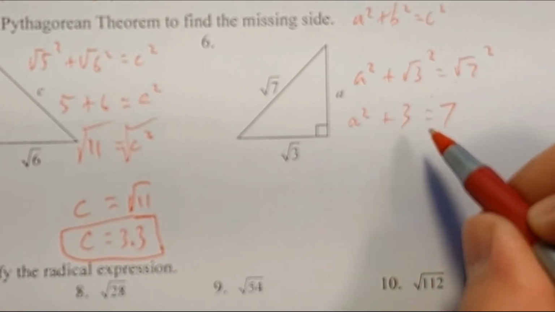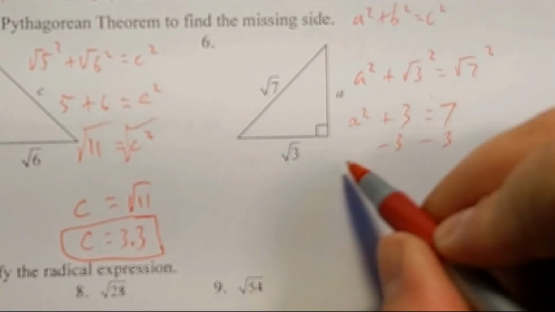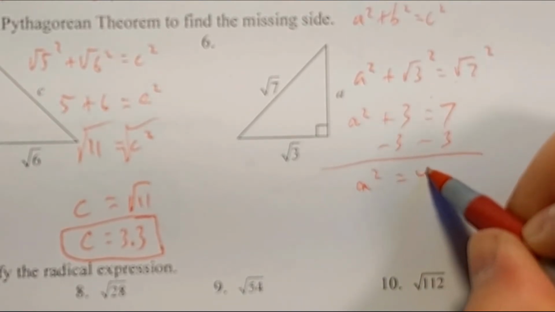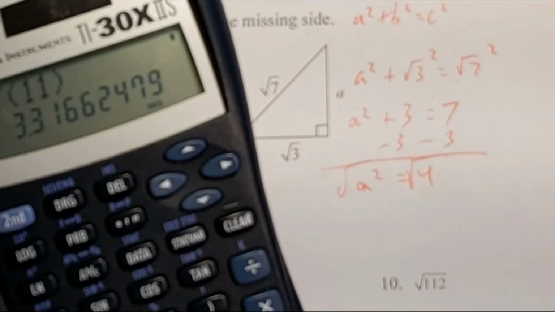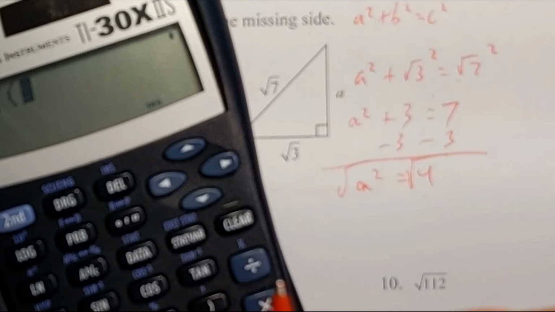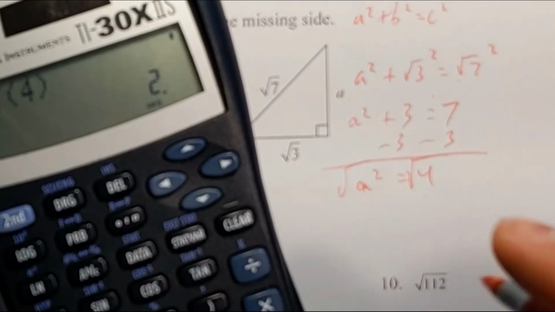And then to move this across the equal sign, I'm going to subtract 3. A squared equals 4. And then if I square root this one, I already know it's 2, but square root of 4, I get 2.